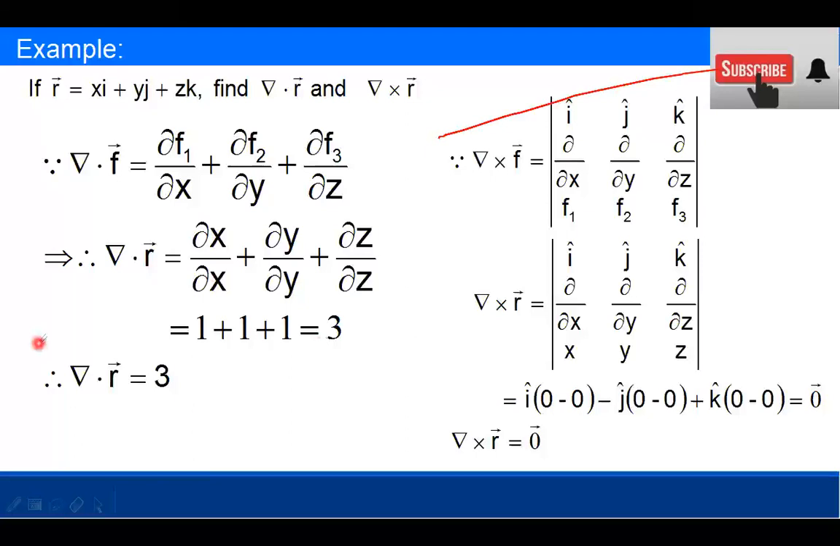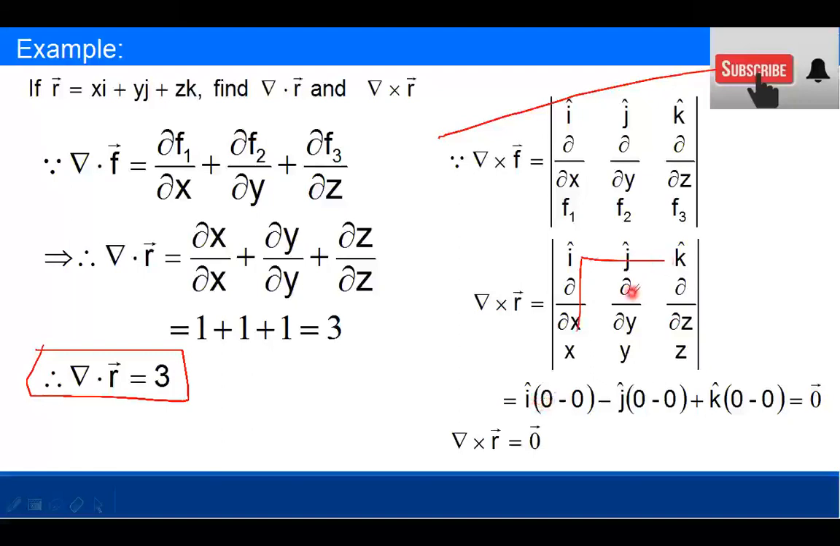So remember this. Similarly for del cross r bar: i j k, dou by dou x, dou by dou y, dou by dou z, f1 is x, f2 is y, f3 is z. Now find the 3 by 3 determinant. So for this, eliminate the corresponding row and column.